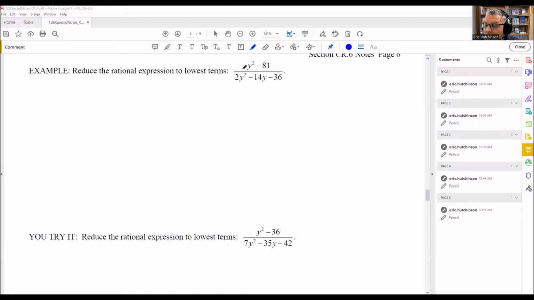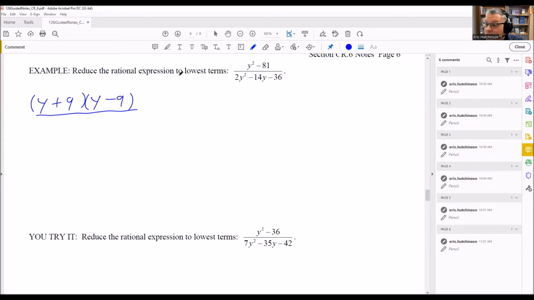Now, in this problem, we have a difference of squares on the top, so we can factor that by difference of squares. On the bottom, there is a common factor that we can take out. So what we'll start out with is factoring the numerator by difference of squares. 9 squared is 81, which means if you use the difference of squares formula, you'll get y plus 9 and y minus 9.